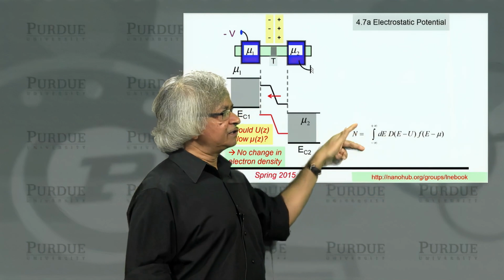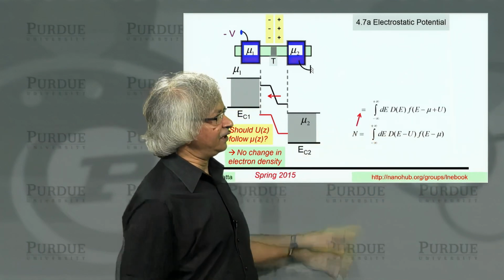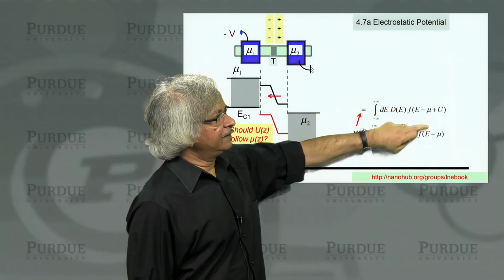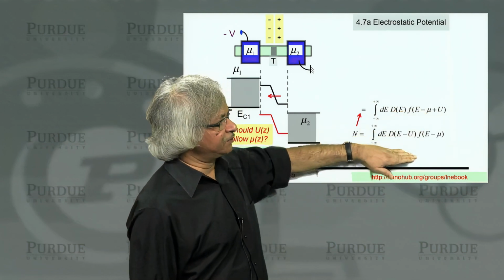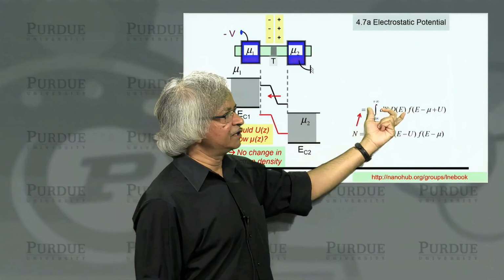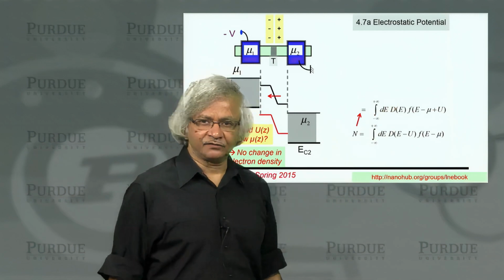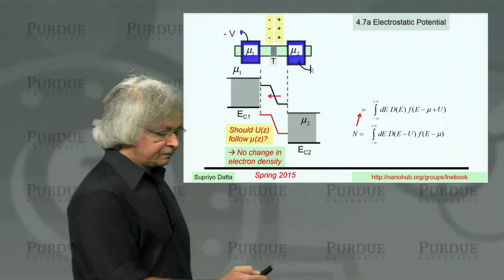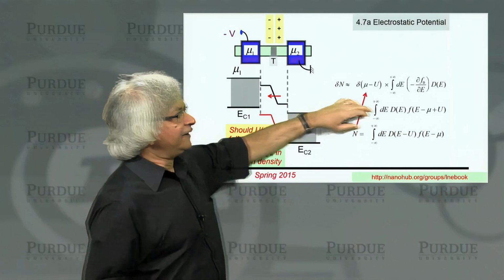Since the integral runs from minus infinity to infinity, we could do this change in variables and write it as d of E, but then this argument now picks up a U. So this is a simple transformation of variable from here to here. What it allows you to do is put all the change into the Fermi function rather than into the density of states.